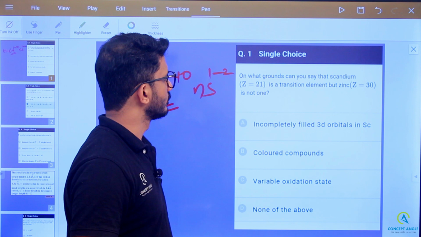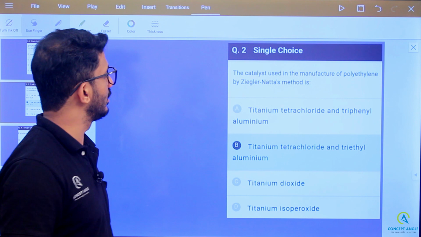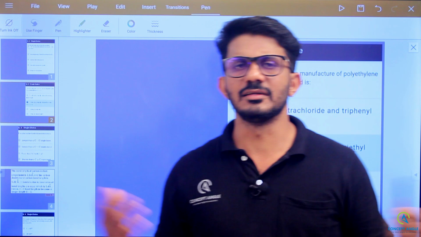So, second question, have a look. The catalyst used in the manufacture of polyethylene by the Ziegler-Natta method is Ziegler-Natta catalyst. Two scientists, Ziegler and Natta. What are the catalysts used in the manufacture of polyethylene? There are two types of polyethylene: high density polyethylene HDPE, and low density polyethylene, and also LLDPE, linear low density polyethylene.